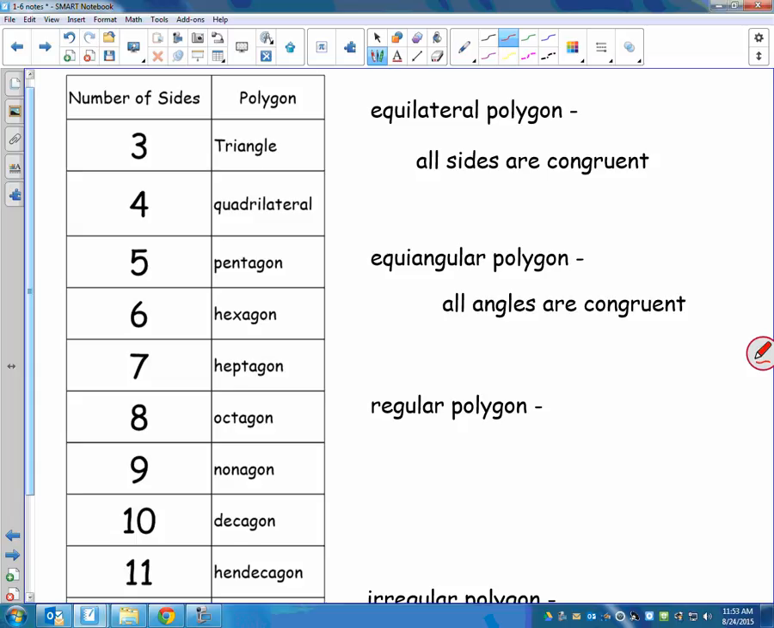So a regular polygon, all right? Regular means a polygon that is both equilateral and equiangular, which means all sides are congruent to each other, all angles are congruent to each other. Have you noticed that it says equiangular, not equal angular? You say it enough times and you can say it.